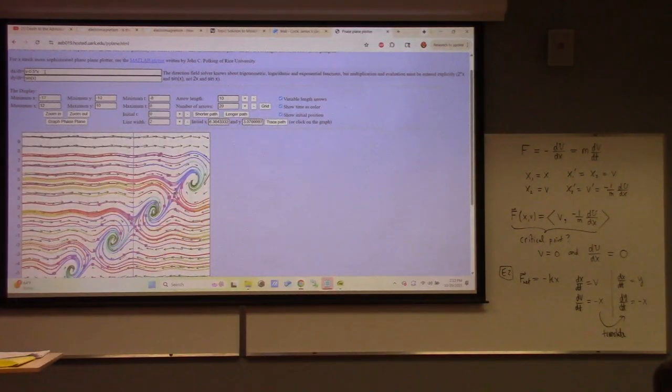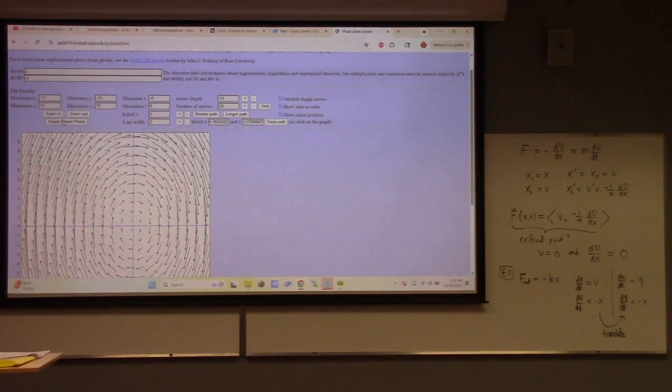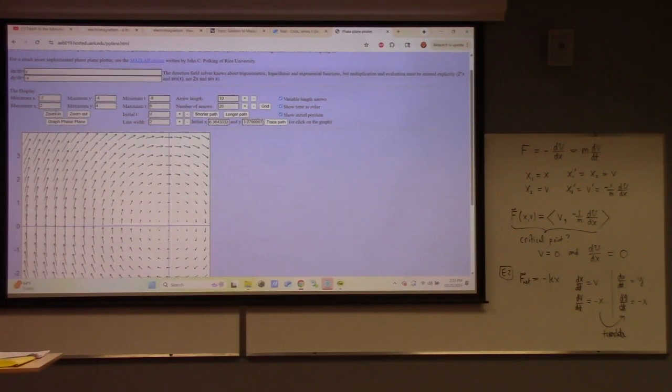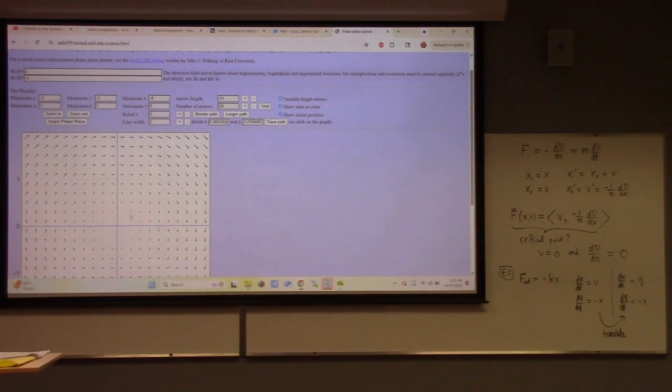But if I do that, then we can graph. What do we got here? dx/dt was what, y? And dy/dt is what? Minus x, right? Graph phase plane. Let me zoom back into a more reasonable range, minus 2 to 2, graph phase plane. There we go.